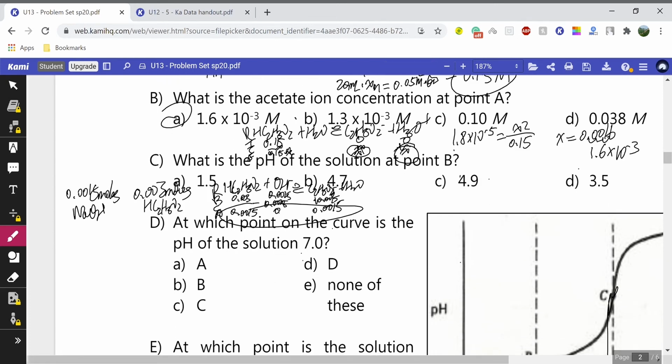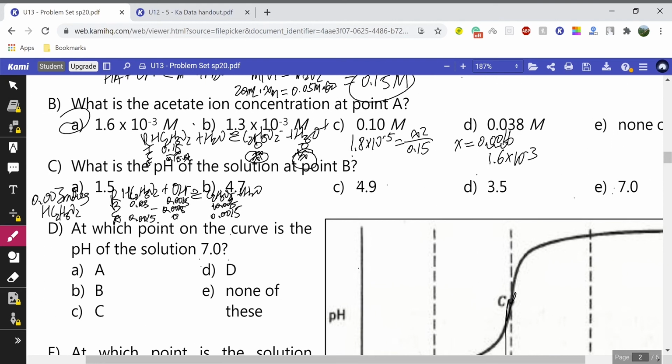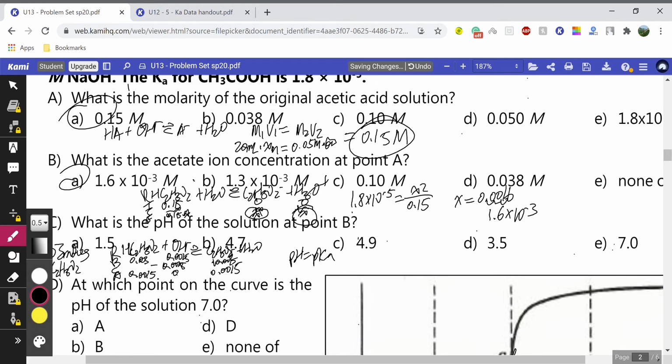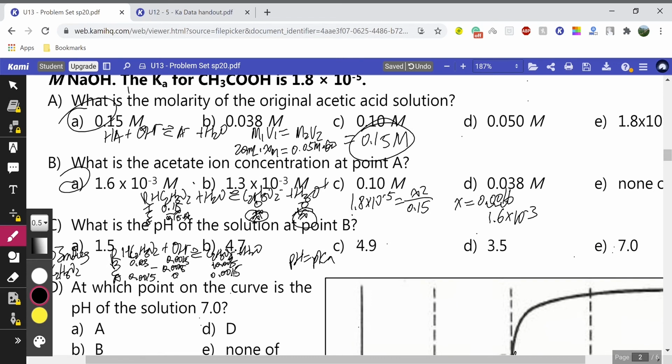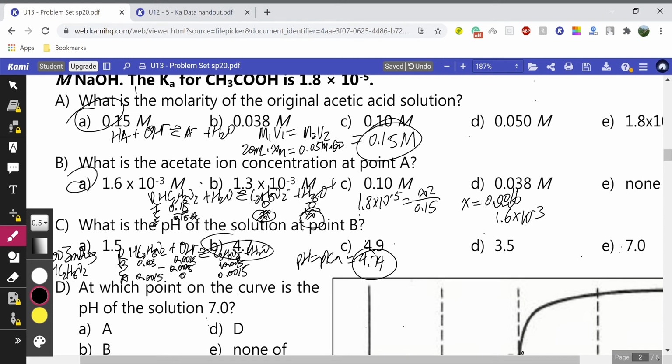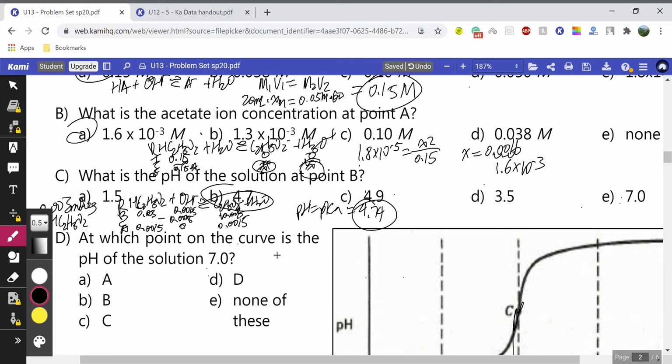Half equivalence point. So at half equivalence point, the pH is going to be equal to pKa. And what is the Ka? The Ka is 1.8 times 10 to the negative 5th. So negative log of 1.8 e to the negative 5th power is going to be 4.74, equal to 4.744. And that is our pH, 4.74, which is answer choice B, because we're at half equivalence point.